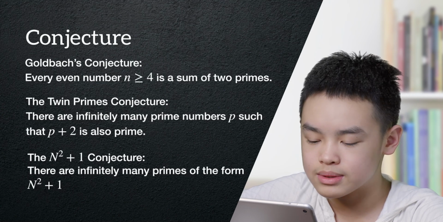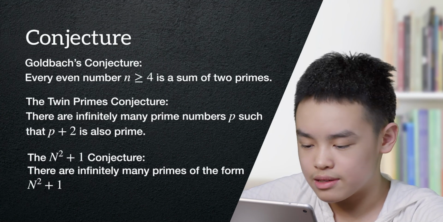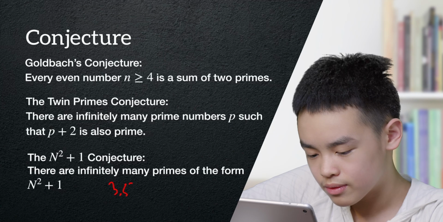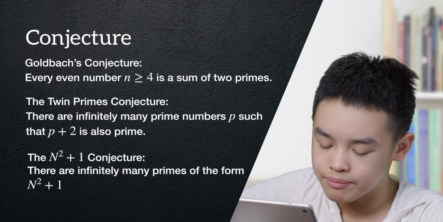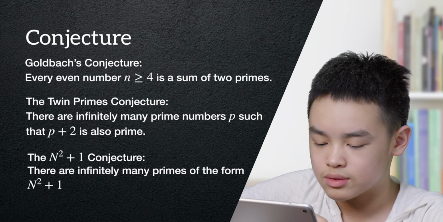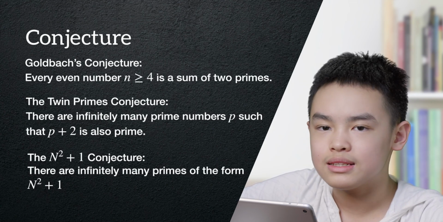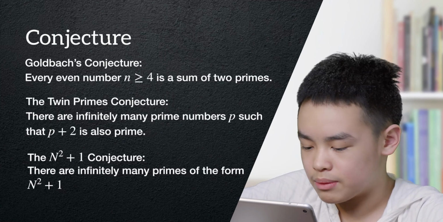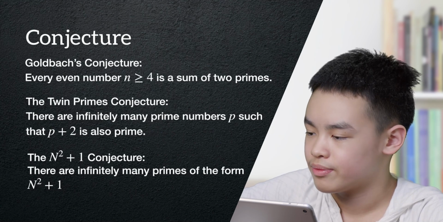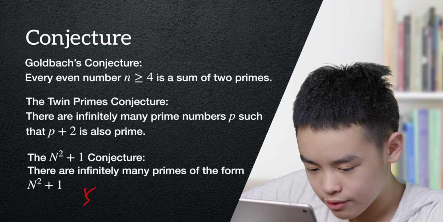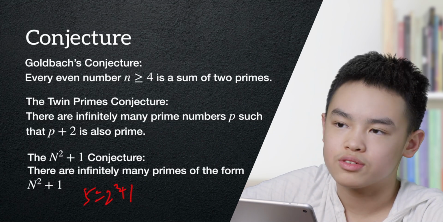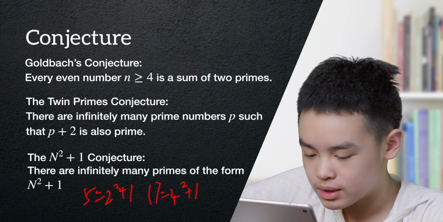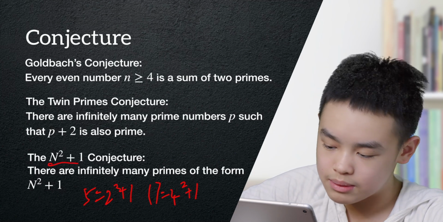Also, there is the twin primes conjecture, which states that there are infinitely many prime numbers p such that p plus 2 is also a prime. For example, 3 and 5. So there are twin primes. And the n squared plus 1 conjecture. I guess the name can definitely use some improvements, but it basically states that there are infinitely many primes in the form of n squared plus 1. What does that mean? Well, 5 is 2 squared plus 1, because that's 4 plus 1. What about 4 squared plus 1? That's 17, also prime. So are there infinitely many primes with this shape?